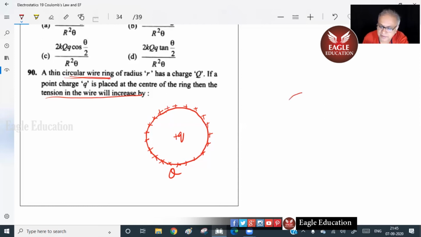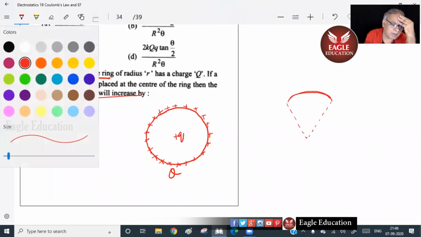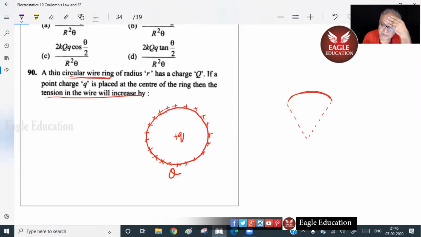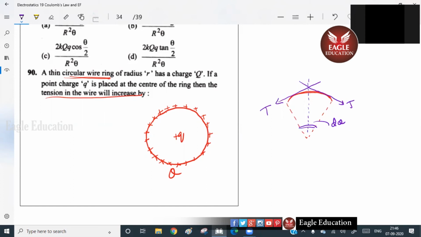Let me take an elemental piece here, which makes an angle d theta at the center. This will be used in many other places, remember. It's very small, though I showed it very big. The extra tension is tangential; I'm writing the extra increased tension, not the original, because the initial tension is due to repulsion between the ring charges, whereas the extra tension is due to repulsion between the central charge Q and these charges. If I find the net force, there's a Q here and a small charge dq there. So this angle is d theta by 2.